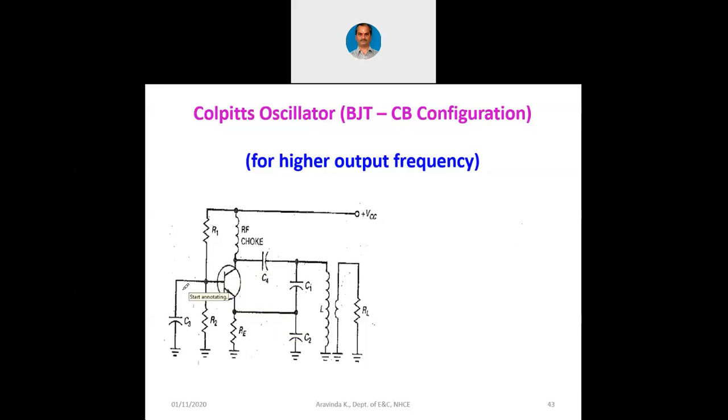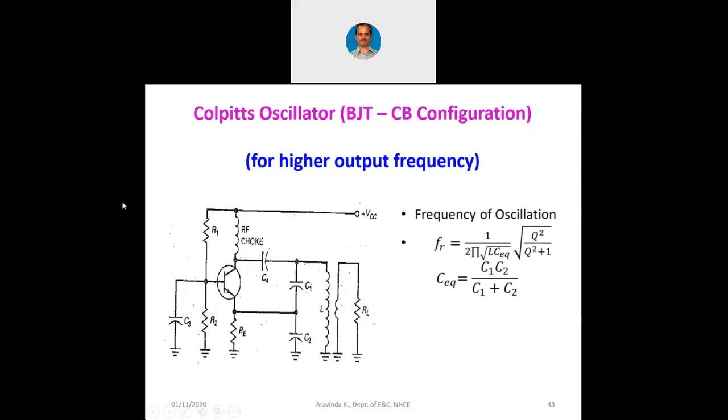And even at the base we have this C3, because any stray noises or stray AC should not be affecting our quiescent point. That is why from the base to the ground we have connected a capacitance. Now this is the common base configuration. I will not go into much larger detail here because this is only for theoretical importance. So now because of this common base configuration, we will be able to get a higher output frequency. I will show you the formula now.